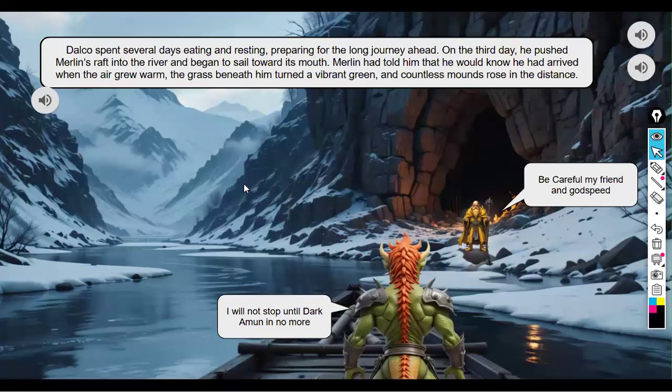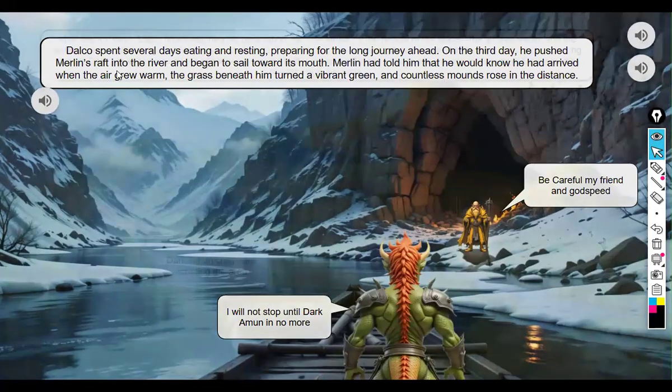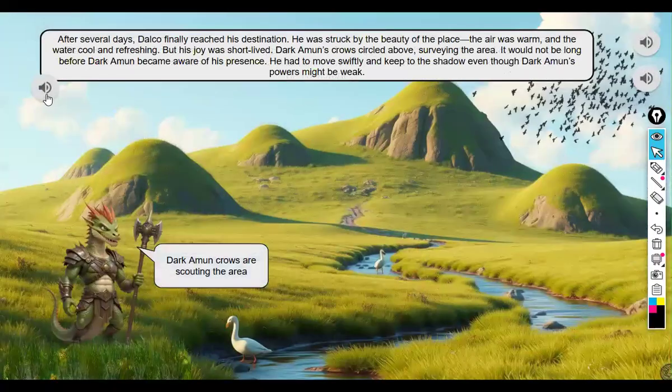All right, so Dalco is on his way to find Dark Amon, right?